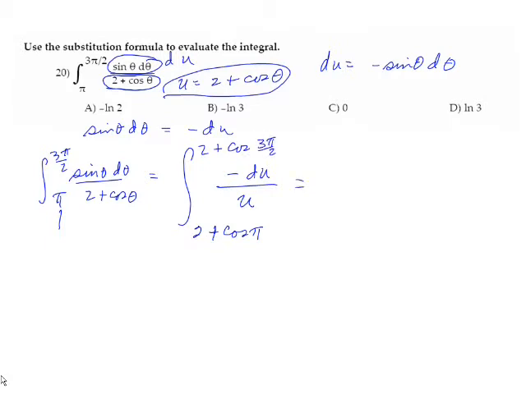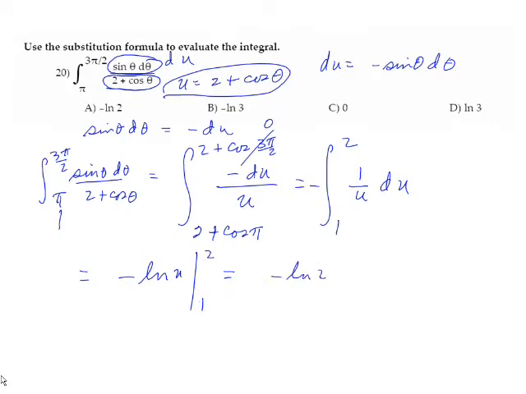Now let's go ahead and set the limits of integration. Cosine of 3 pi over 2 is going to be 0, so this is going to be 2. Cosine of pi is minus 1, so this is going to be 1. Minus integral of 1 over u du. So this is equal to minus ln of u, evaluated between 1 and 2, is equal to minus ln of 2 plus ln of 1. Of course, ln of 1 is 0, so the answer is minus ln of 2, which is answer A.